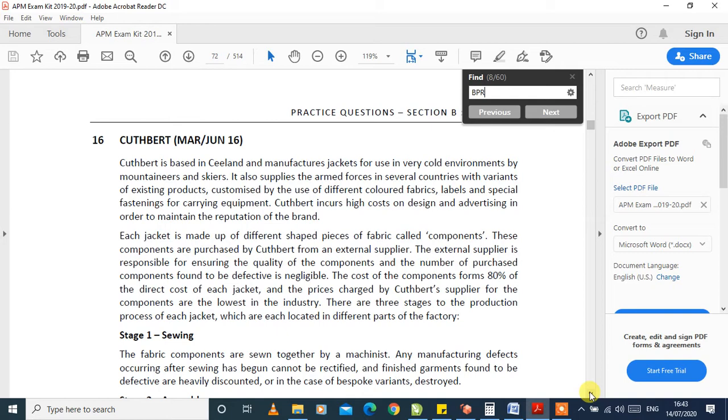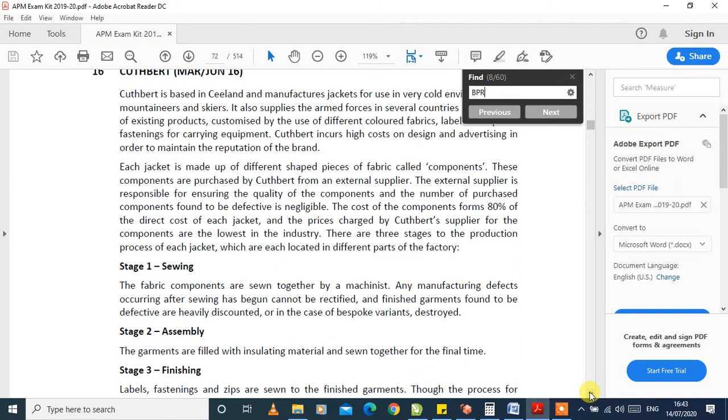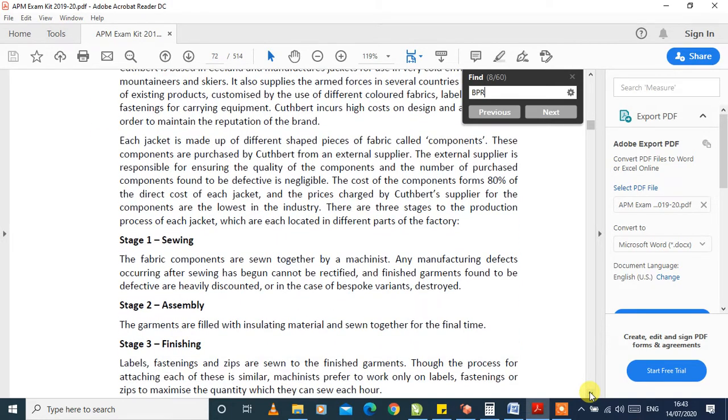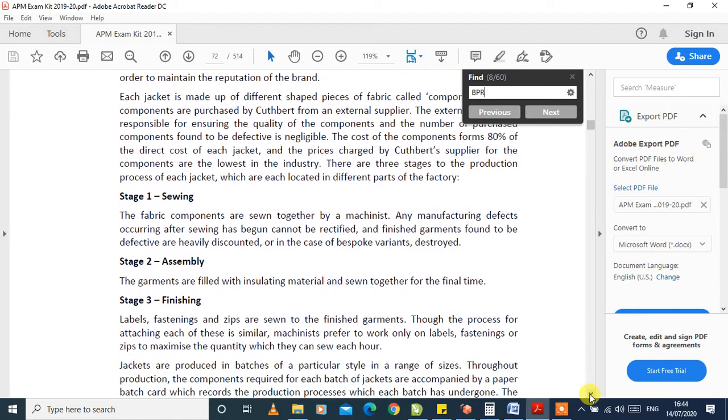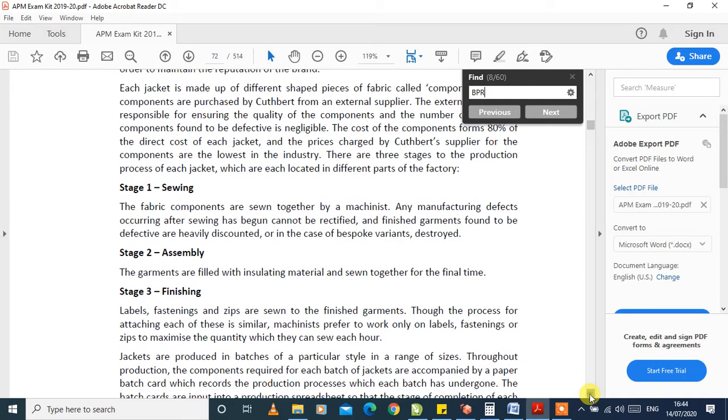There are 3 stages to the production process of each jacket, which are each located in different parts of the factory. Not that point, I'll come to that later. First one is sewing. The fabric components are sewn together by a machinist. Any manufacturing defects occurring after sewing has begun cannot be rectified, and finished garments found to be defective are heavily discounted or, in the case of bespoke variants, destroyed. Assembly. The garments are filled with insulating material and sewn together for the final time. Finishing. Labels, fastenings, and zips are sewn to the finished garments.